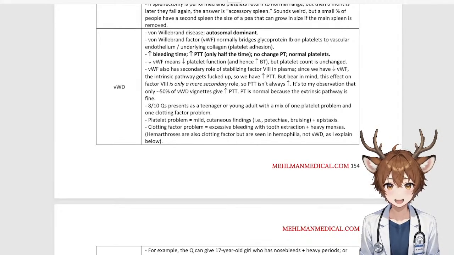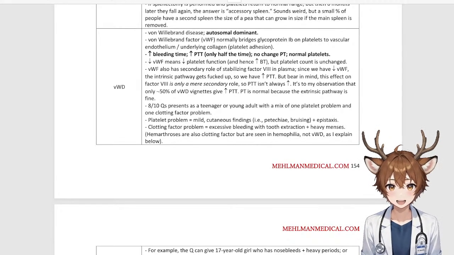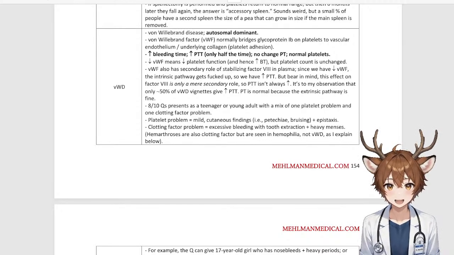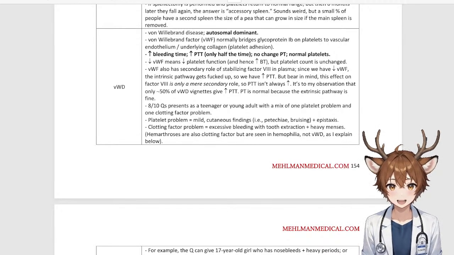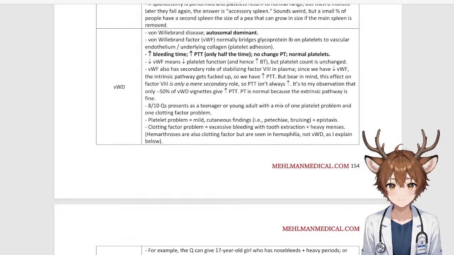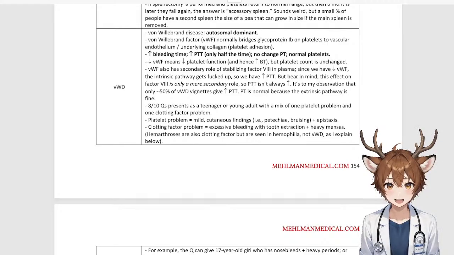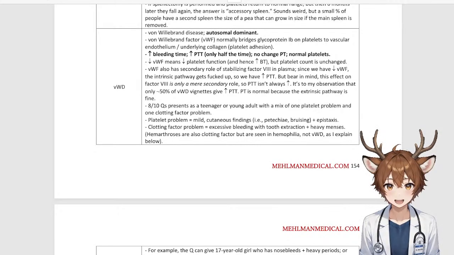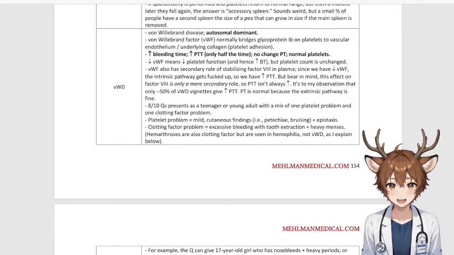8 out of 10 questions present as a teenager or young adult with a mix of one platelet problem and one clotting factor problem. Platelet problem would be mild cutaneous findings, that is to say, petechiae, bruises, epistaxis, which is like a nosebleed. A clotting factor problem, excessive bleeding with tooth extraction plus menses. Hemarthrosis are clotting factors but are seen in hemophilia, not von Willebrand disease.